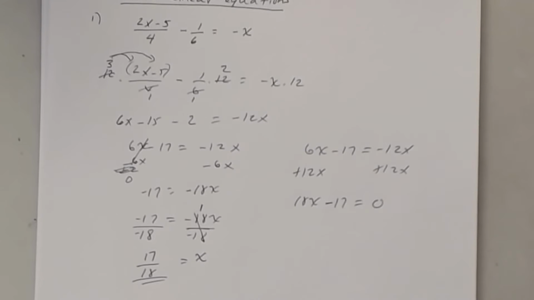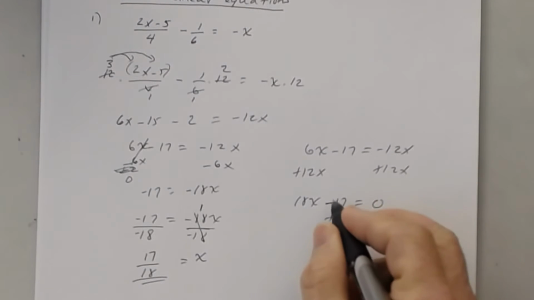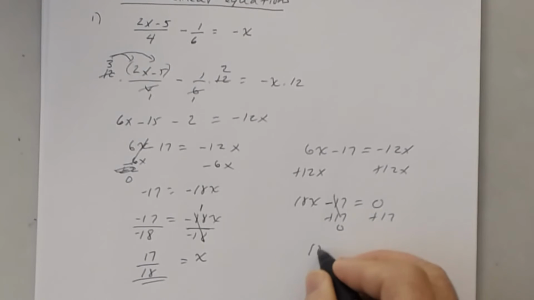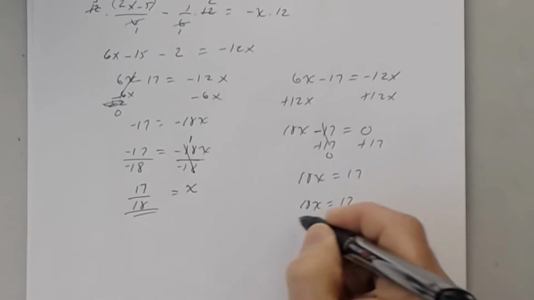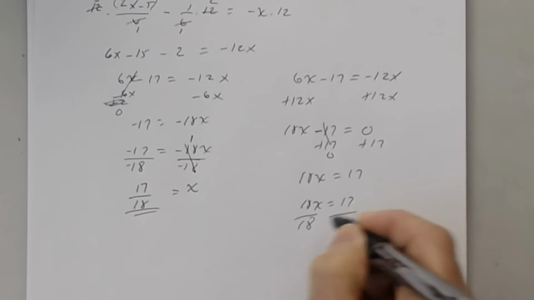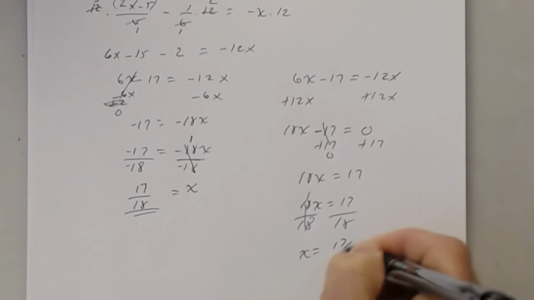And then you just got to get the variable by itself. So what's the next step? Add 17 to both sides. And then combine like terms. So I get 18x equals 17. And then one more step when you're done. What's the next step? Divide both sides by 18. And then 18 divided by 18 is 1. So x is 17 over 18.